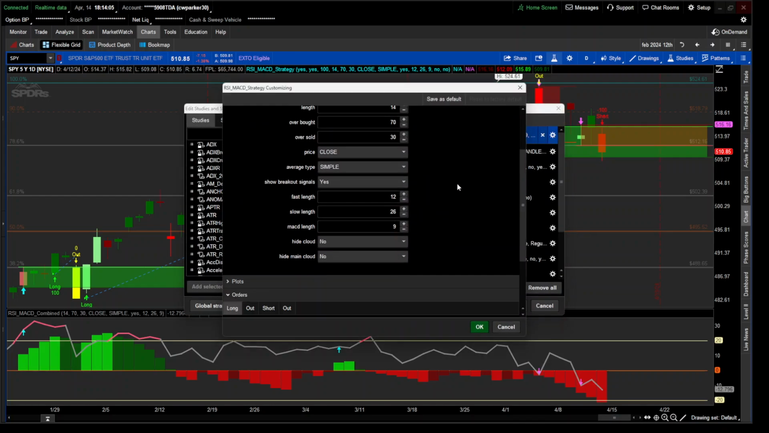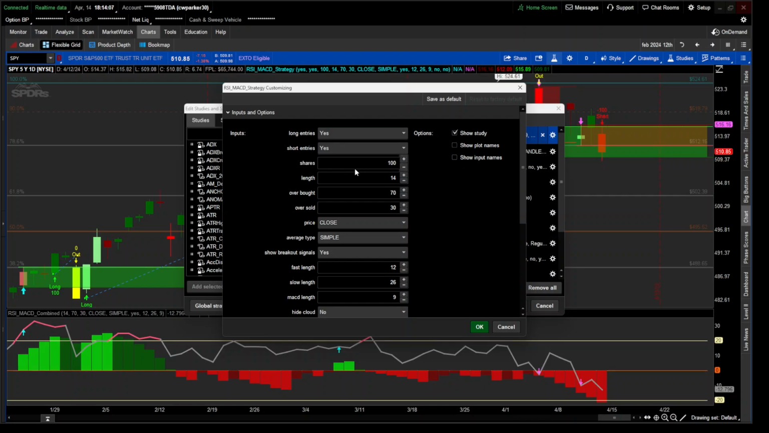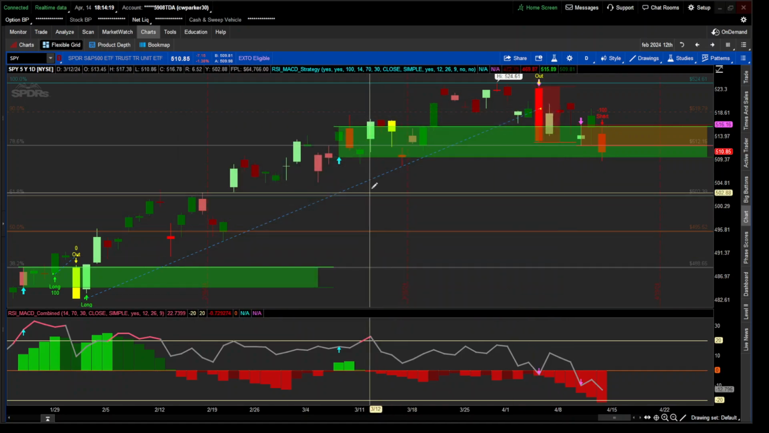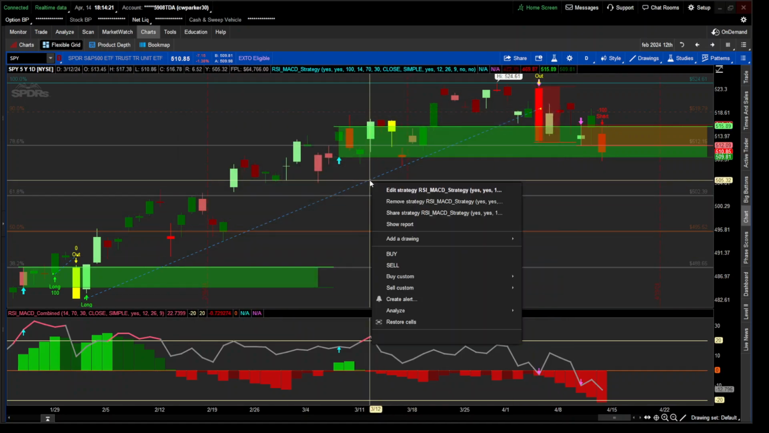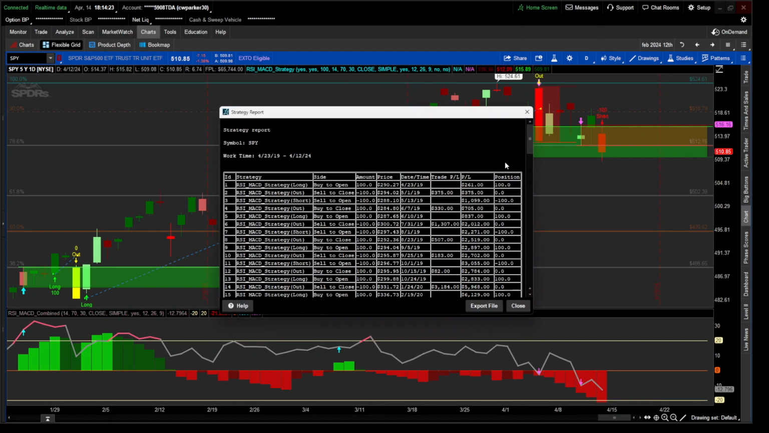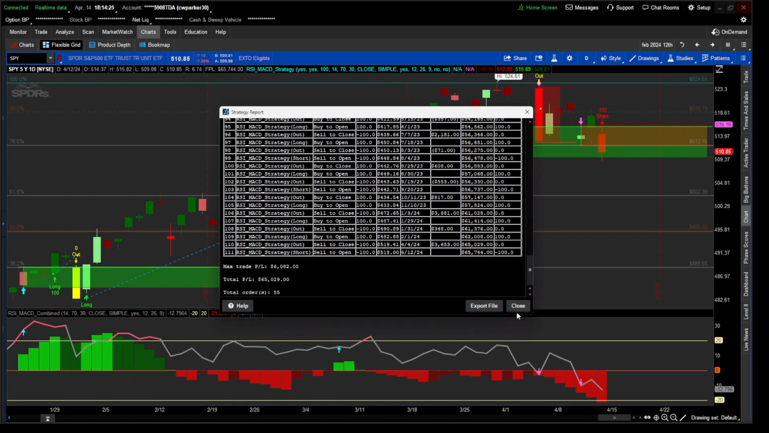You can go in here and manipulate everything. How many shares do you want to test the strategy on? I want to test on 100 shares, or you may want to test on 1,000 shares. So here's your long entry, if you just want to look at the strategy from the long part or the short part. Let me pull the report and let's see what we got for the S&P 500.